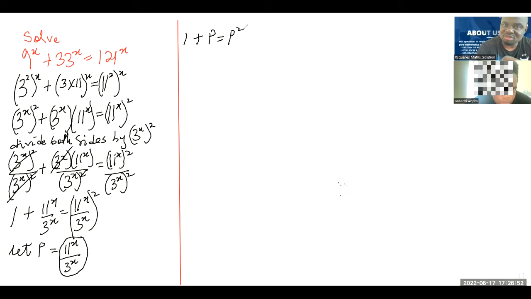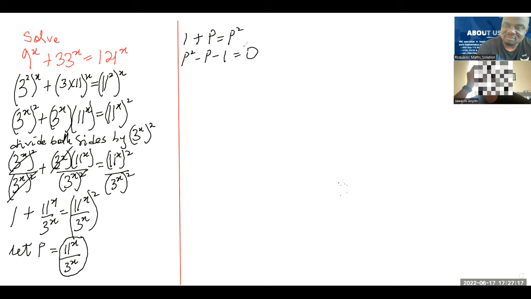Now we'll take 1 plus P to the right hand side. That becomes P squared minus P minus 1 equals 0. We have a quadratic equation. Now this quadratic equation is not factorizable.